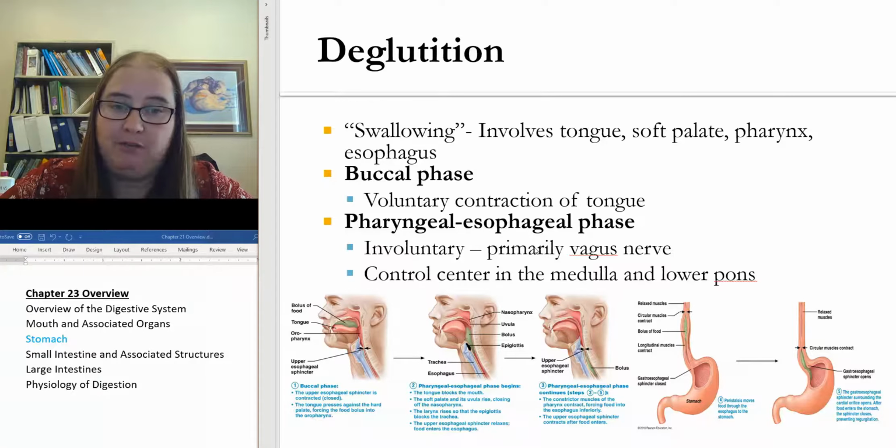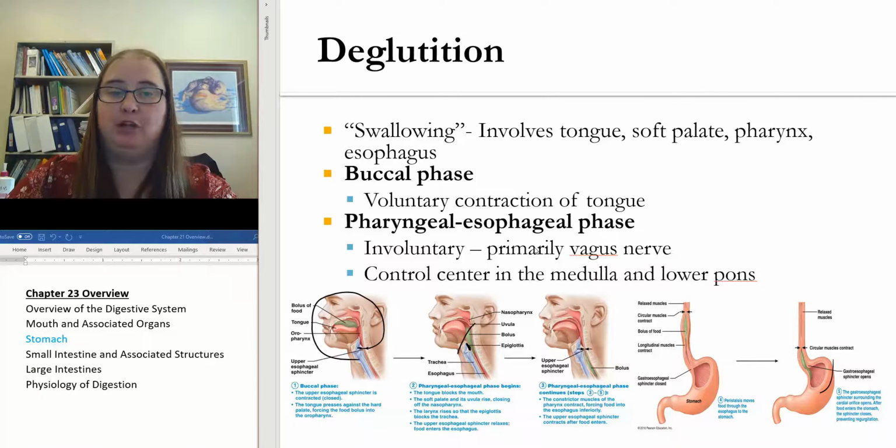This bolus is diverted down into the esophagus, where the sphincter relaxes and food is then able to enter the esophagus. Now, through a peristalsis contraction, this bolus is moved down the esophagus, and it approaches the gastroesophageal sphincter. As this bolus moves down, the sphincter opens, and then the bolus enters the stomach. Now again, essentially from here to here is all involuntary. The only voluntary phase is that buccal phase.